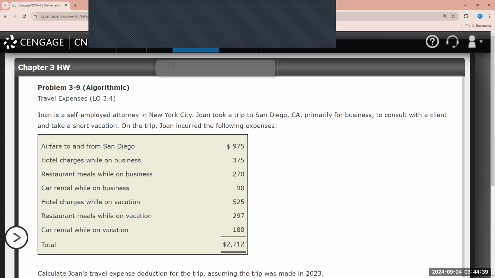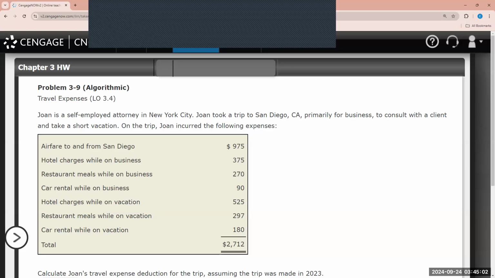So, as we know, travel expenses are defined as ordinary and necessary expenses incurred in traveling away from home in pursuit of the taxpayer's trade or business. So the expenses are deductible as long as they can be substantiated. Do you have proof? Do you have receipts? In addition, they should not be lavish. They should not be extravagant.